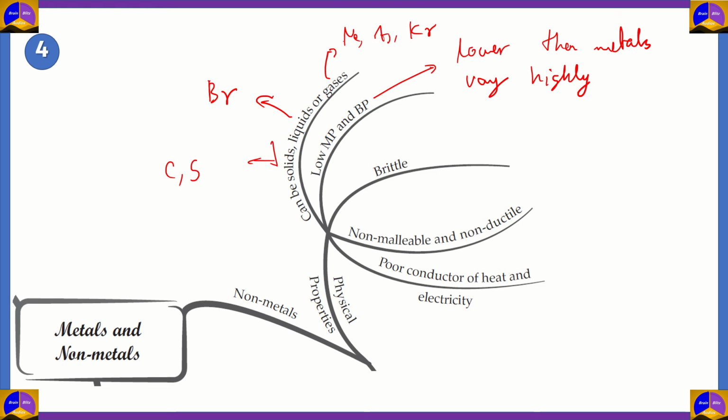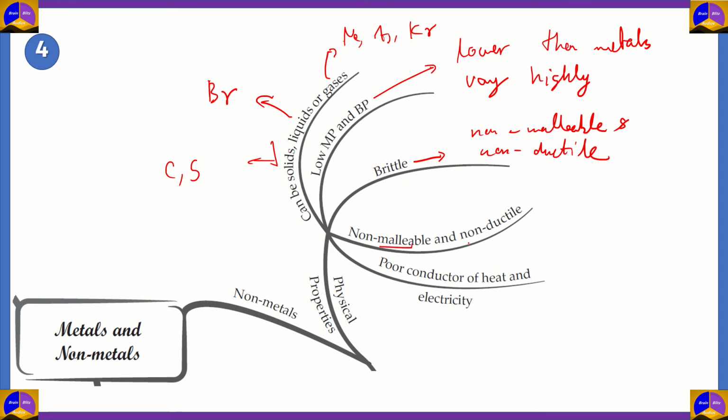Now, what about the brittleness of nonmetals? Nonmetals are very brittle, so that means they break easily when you apply force on them. That also means that they are non-malleable and non-ductile. So basically, if you try to press them into a sheet or pull them into a wire, they just break off. They don't turn into wires or sheets. And that's called brittleness.